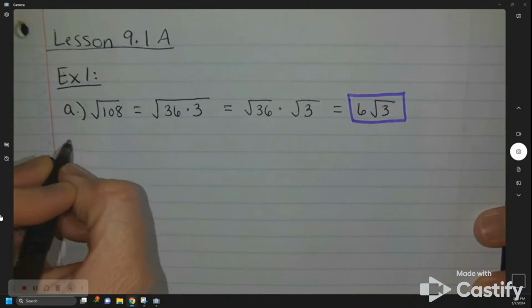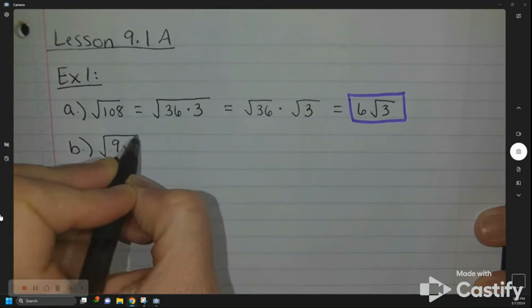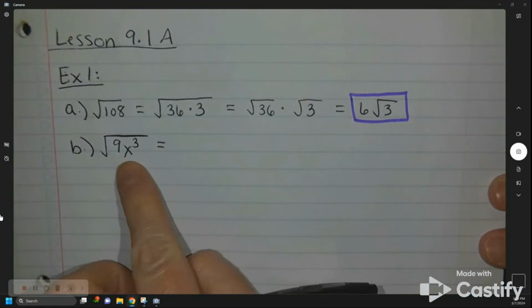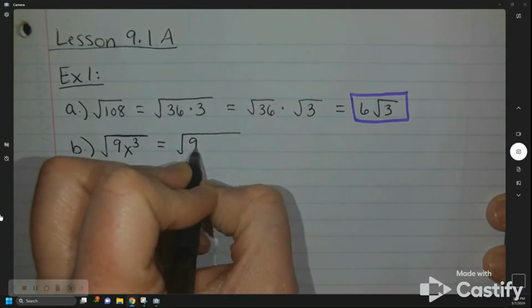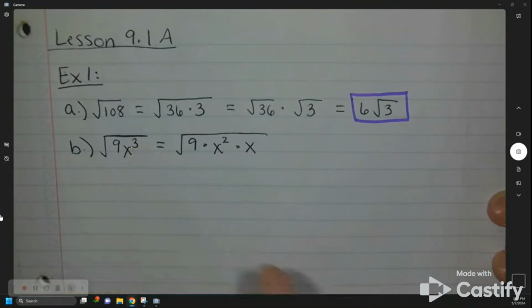For example 1b, we have the square root of 9x cubed. Okay. Well, I'm noticing right away that 9 is a perfect square. The other thing I think about with my variable here, with it being to the 3rd power, I'm like, okay, well, I remember my exponent rules, and I know that if I had x squared times x, I could get x to the 3rd power. So let's expand it using that information. So we have 9 times x squared times x. So we're basically undoing this cube right here.